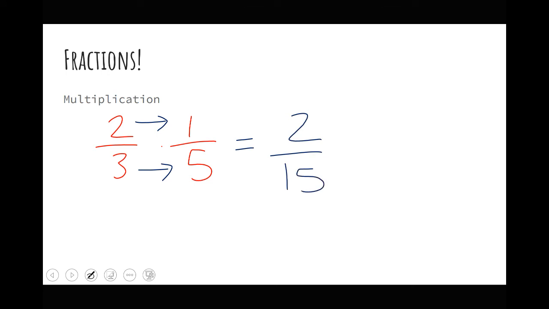Okay, multiplying and dividing, usually harder, but in this case, it's actually a whole lot easier. So let's say 2/3 times 1/5. With multiplication, all that you have to do is multiply straight across. Multiply the tops and multiply the bottoms. That is it. Pretty easy, right?